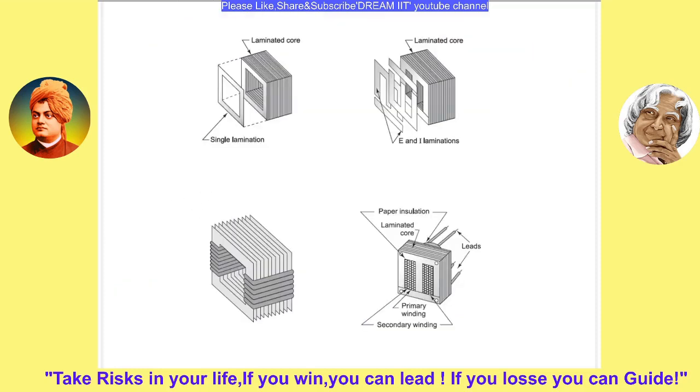Next you see what are the different types of transformer. We have two types of transformers: one is the core type transformer and the other is the shell type transformer. First I will show the core here. So what is the meaning of lamination? Just I am showing here what is the meaning of the lamination.